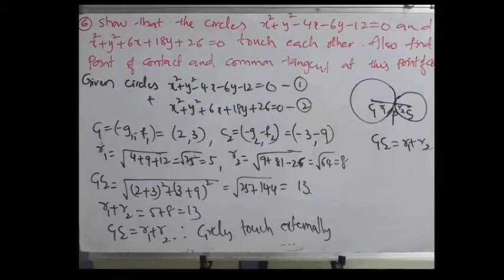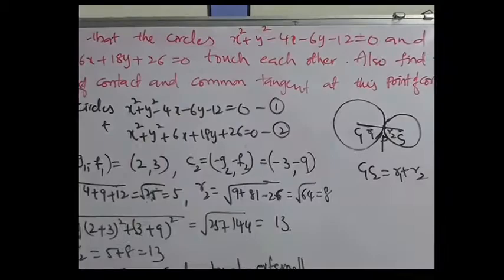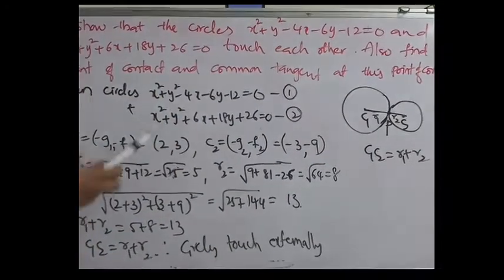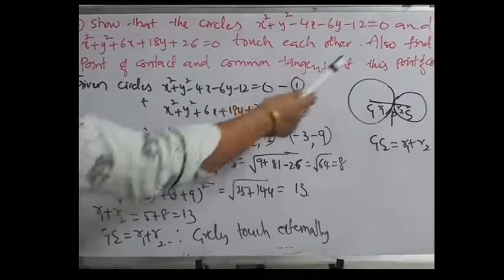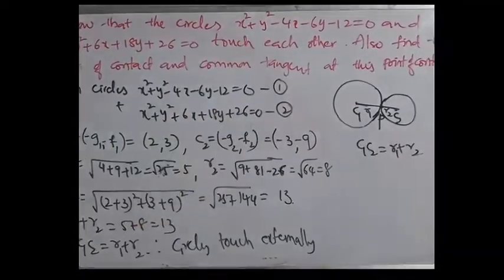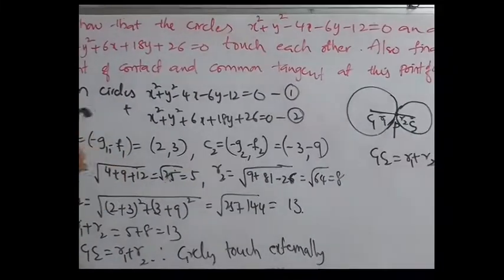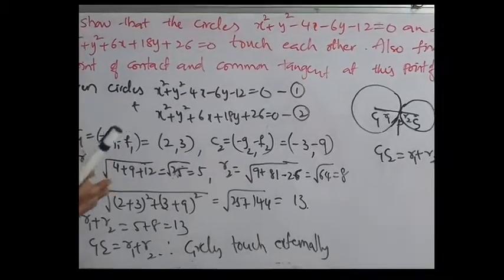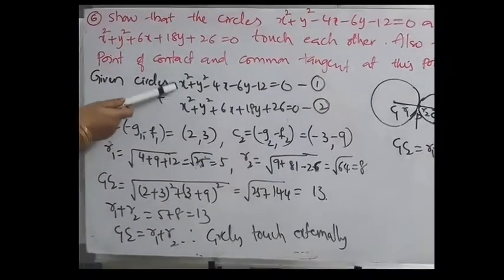Okay, let us see one question. Show that the two given circles touch each other. To find the relative position of two circles, what do we need to find first? C1, C2 and R1 plus R2. Also find the point of contact and the common tangent at this point of contact. So we have to find the relative position, meaning whether they touch each other externally or internally or do not intersect. So to know that, what do we have to write first?